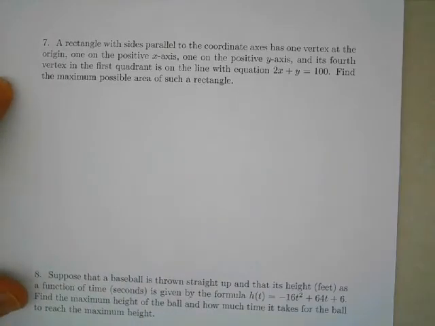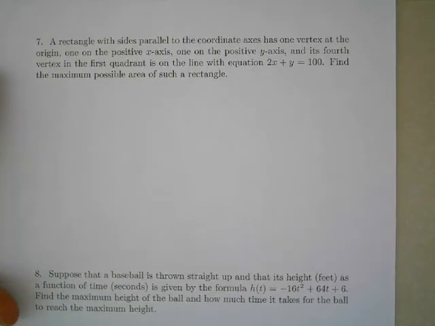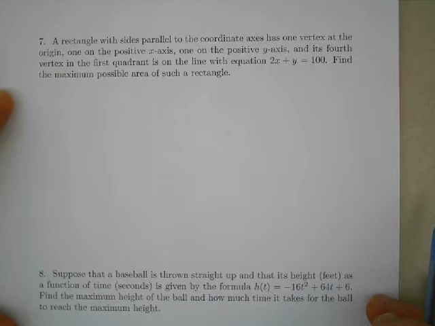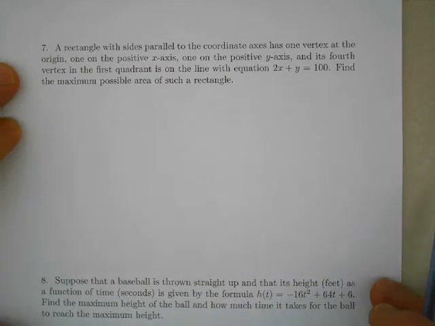Okay, in the next part, number 7, this one says a rectangle with sides parallel to the coordinate axes has one vertex at the origin, one on the positive x-axis, one on the positive y-axis, and its fourth vertex is in the first quadrant, and it's on the line with the equation 2x plus y equals 100. Find the maximum possible area of such a rectangle.